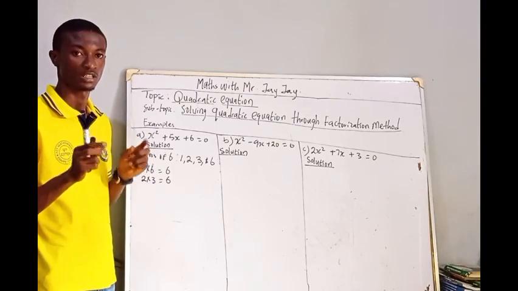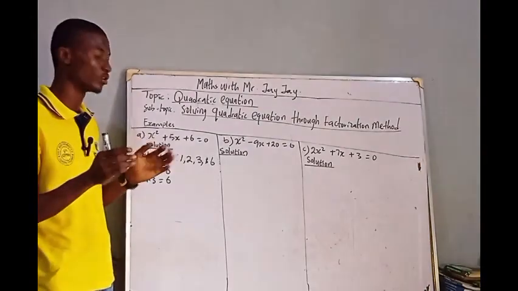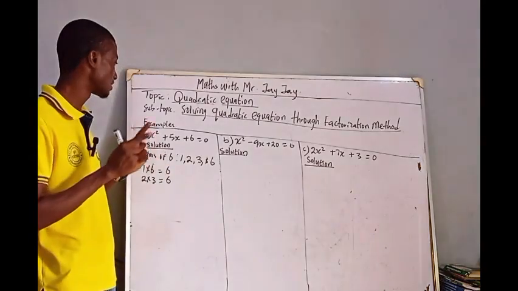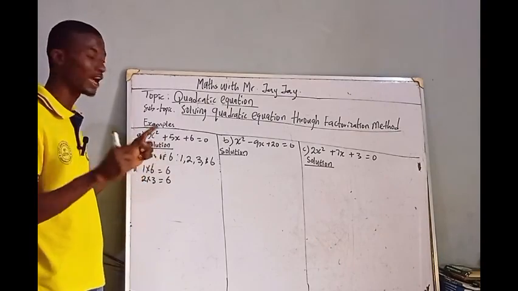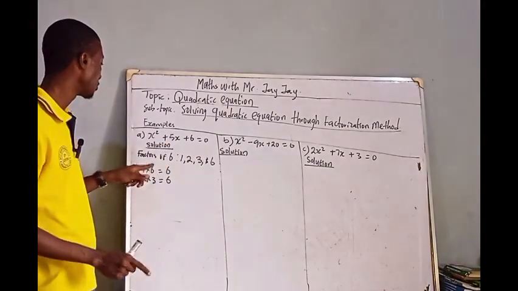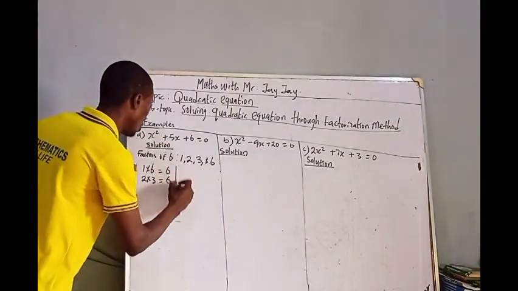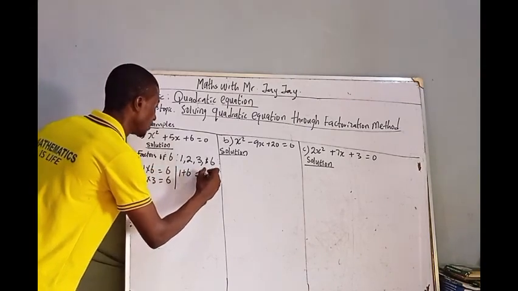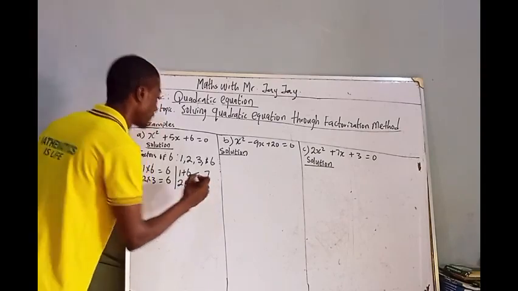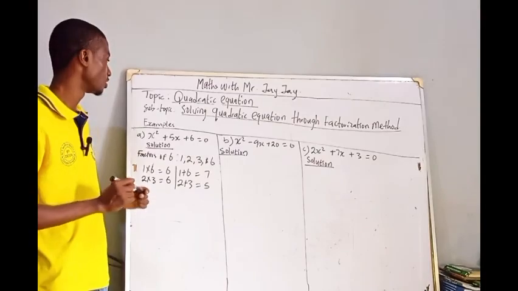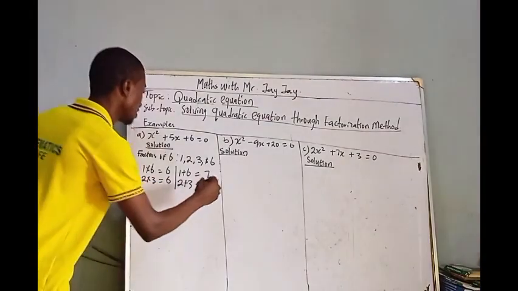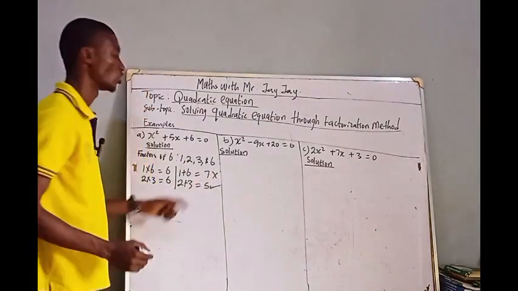Another condition we must satisfy is that of the two factors we picked to multiply together to give us 6, when we add them together, they will give us 5, which is the coefficient of x. The addition of 1 plus 6 gives us 7, and the addition of 2 plus 3 gives us 5. So which one satisfies the condition? Of course, this one: 2 and 3. This is the one we are going to use. The other will not be applicable.